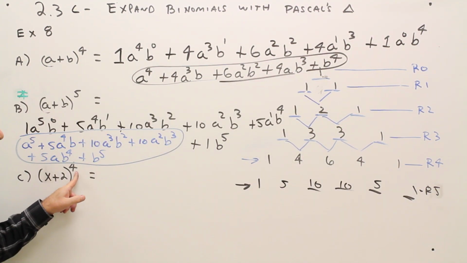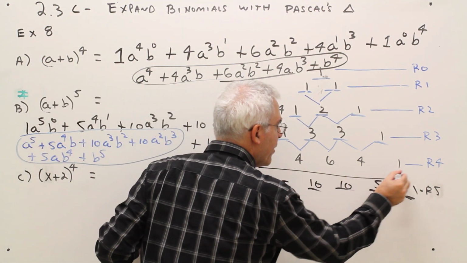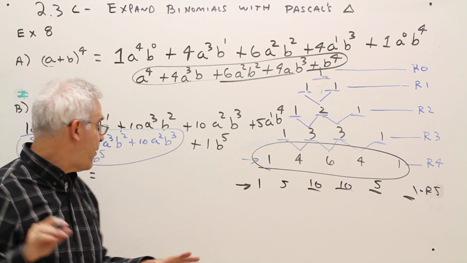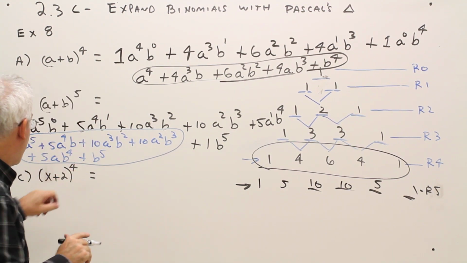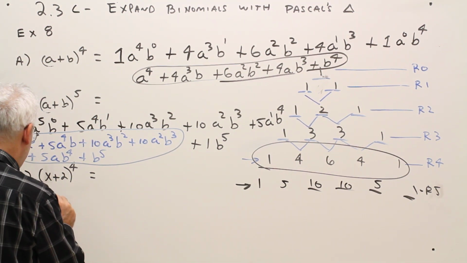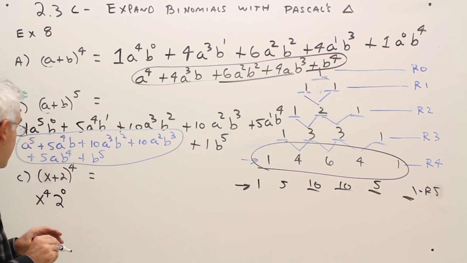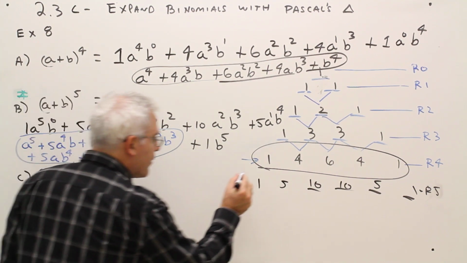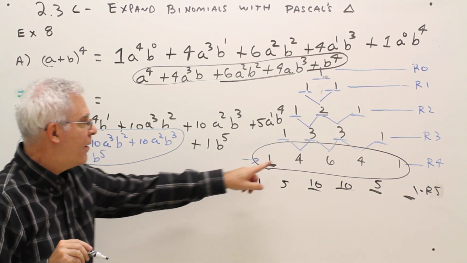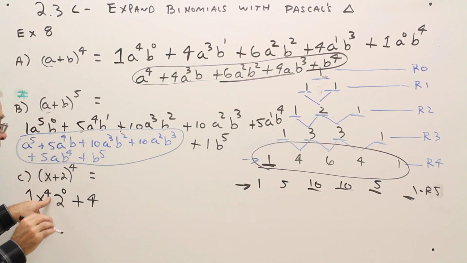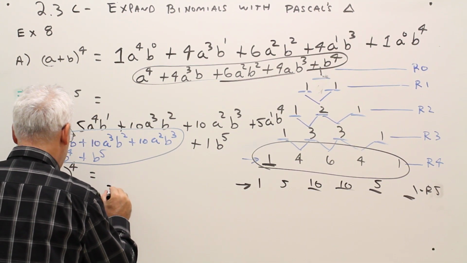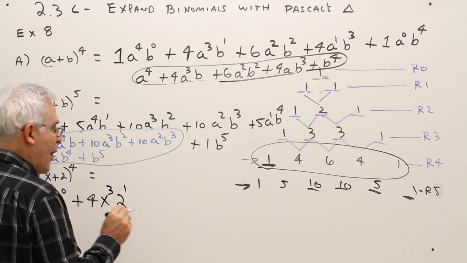So it's got a power of 4. So just to let you know, I'm in row 4. Okay, so again, starting robotic. First thing, super high. So x to the 4th. Second thing to the 0th. And that was a coefficient of 1. All right, plus the next coefficient, 4. And then just this goes down 1, this goes up 1. So x to the 3, 2 to the 1.